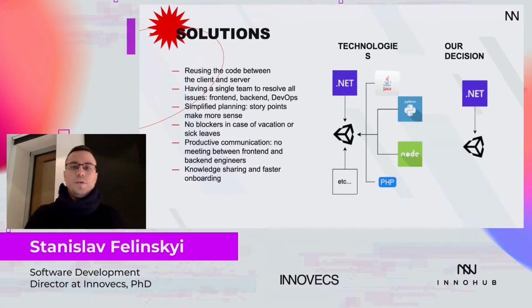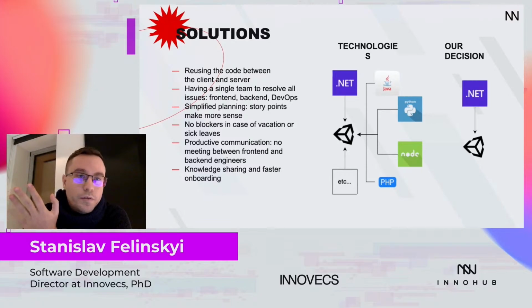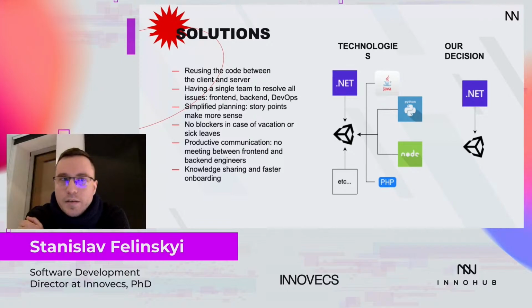We will cover it a little bit later. We also got the possibility of having a single team to resolve all issues on the front end, back end, and DevOps part. We got simplified planning. For us, story points make more sense, since everyone understands any part of the project. Any developer can resolve any issues, like front-end, back-end, and DevOps. No blockers in case of vacations or sick leave. Every team member is replaceable.